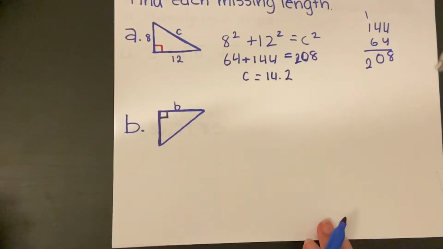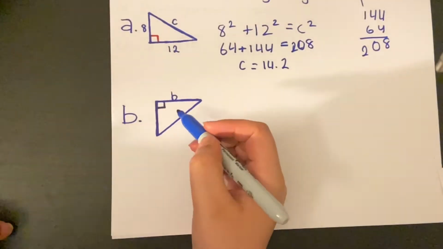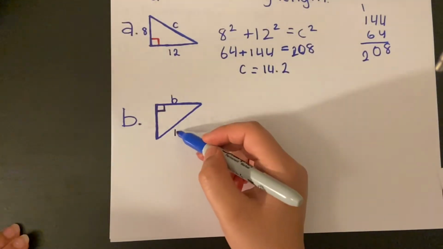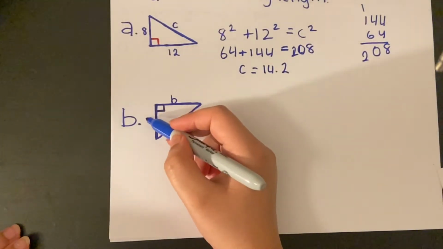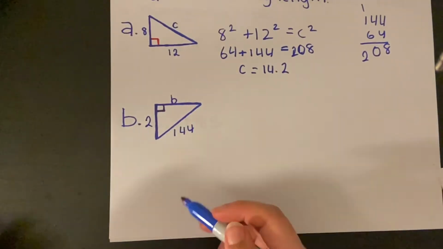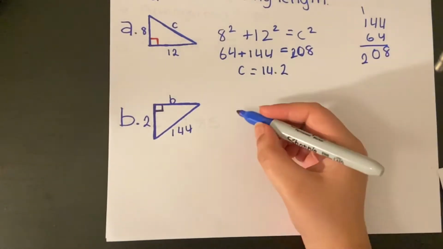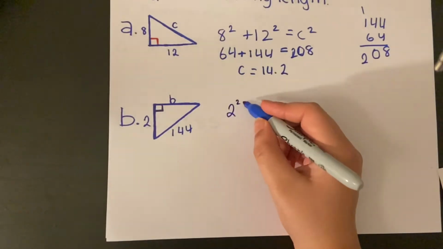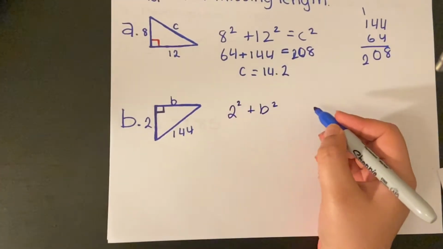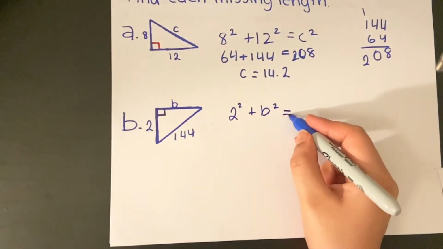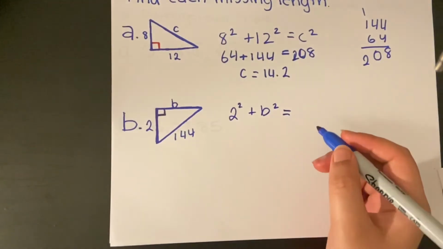And here, let me think of a problem. Well, this would be b, and say this was, we'll say 144, and then this would be 2. All right, now here we're missing b. So out of a squared plus b squared equals c squared, instead of missing c squared, we're missing b squared. So let's do this again. 2 squared plus, instead of a normal number, we'd put b squared, is equal to 144 squared. And what is that?